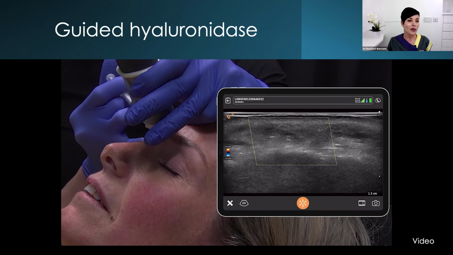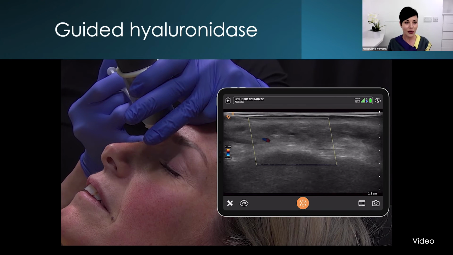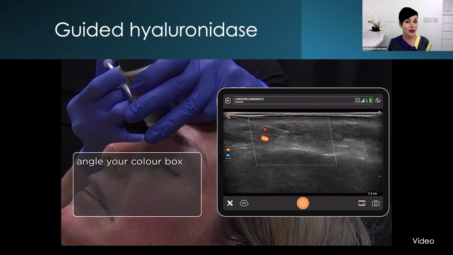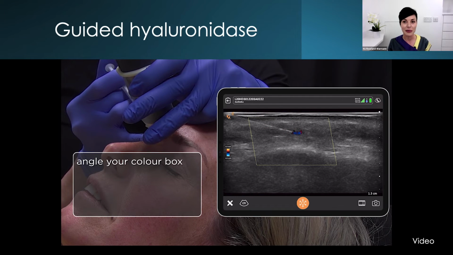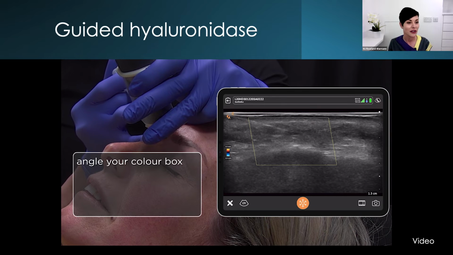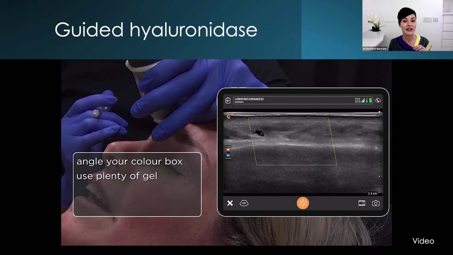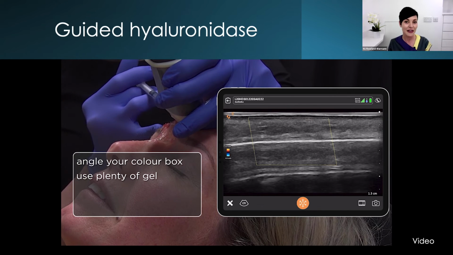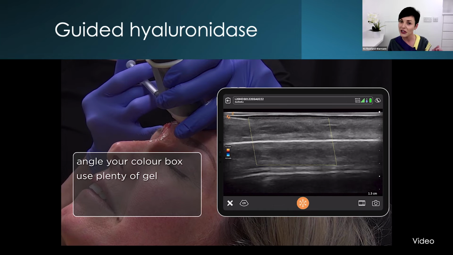And whilst I go ahead and dissolve some more, I want to share with you 4 tips for guided dissolving. Angle your color box when you scan. An angled color box is much more likely to pick up vascular flow, so make sure you set yourself up correctly. Make sure you've got plenty of gel, so this acts as a cushion to prevent tissue compression. Especially in delicate areas like the face, applying pressure will skew your accuracy, so the more gel you have, the less you compress.